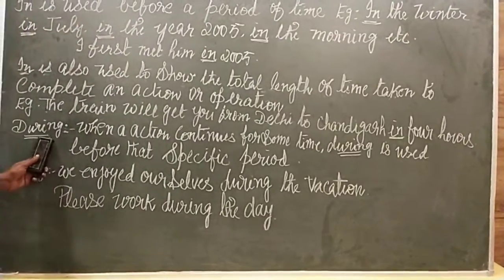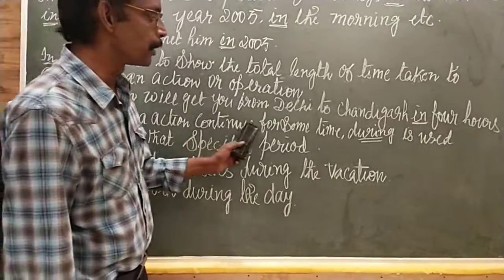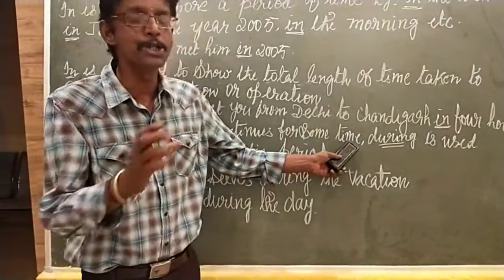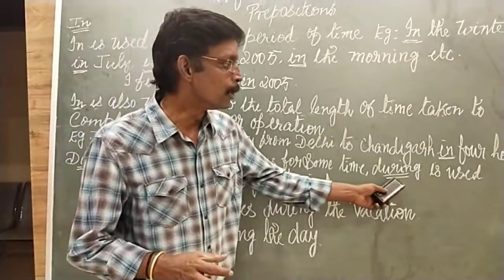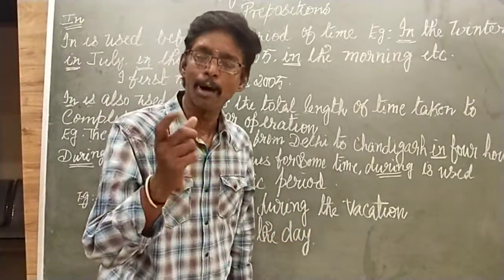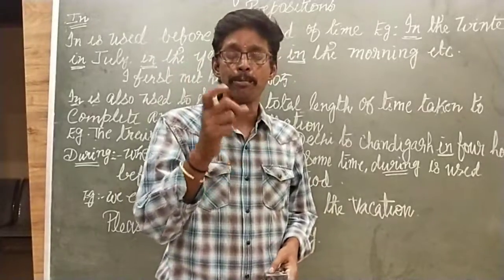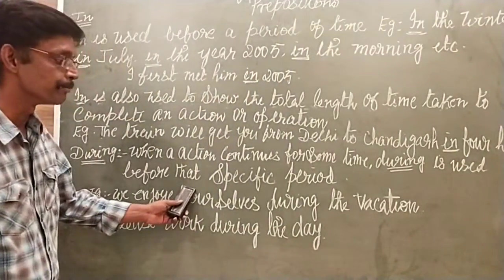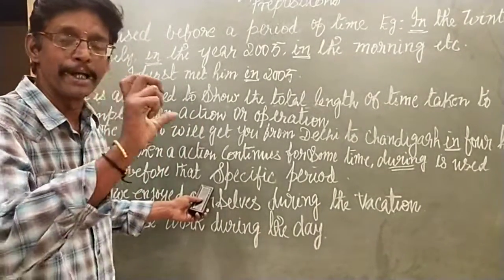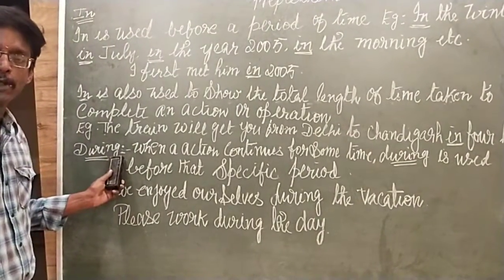Next comes the preposition during. When an action continues for some time, जब एक काम continuously हो रहा है कुछ देर के लिए, during is used before that specific period. उस टाइम हम preposition during को यूज करते हैं before specific time. वो जो टाइम का दिया हुआ है उस ड्यूरिंग में, उस पीरियड में कितना हो रहा है, उस टाइम के ऊपर वी आर यूजिंग दिस preposition during.